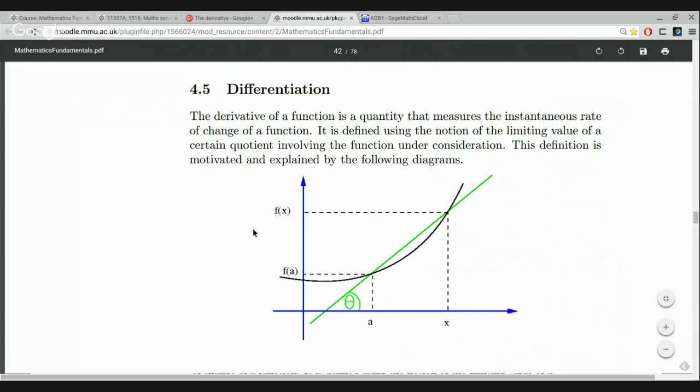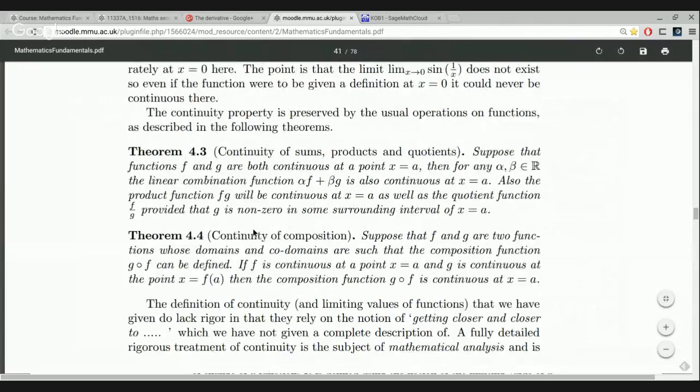What did we do last week? Last week we did some proofs of properties of continuity. We looked at theorems 4.3 and 4.4, which told us how continuity meshed well with the fundamental operations that we can do with real-valued functions, namely adding functions together, taking linear combinations, multiplying functions together, taking quotients, and so on.